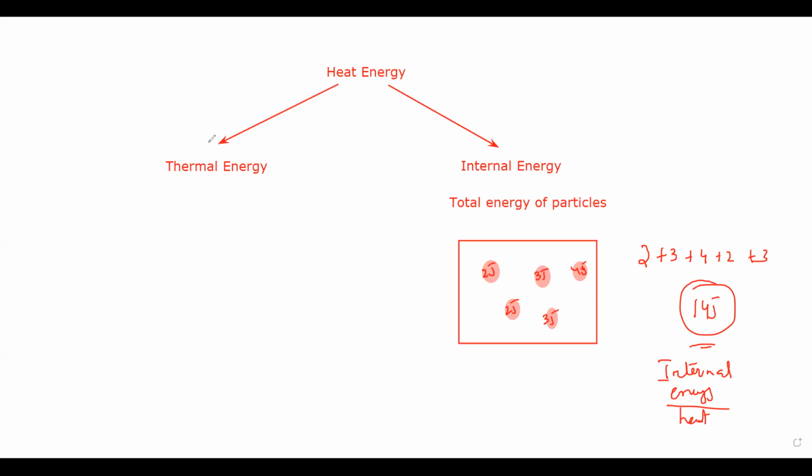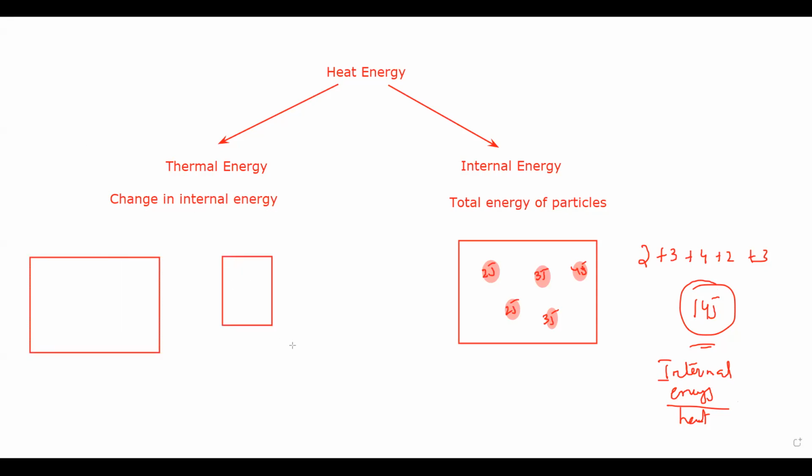But what is the meaning of thermal energy? The thermal energy means the change in the internal energy. So when the internal energy changes for the object, we call that as thermal energy. Example, three particles here for the same object, but initially the particles have energy like 5 joule, 6 joule and 5 joule, and then it changes to 3 joules, 4 joules and 3 joules.